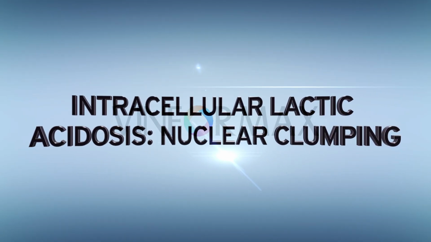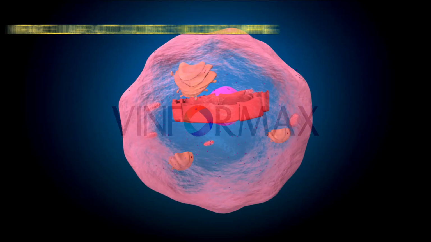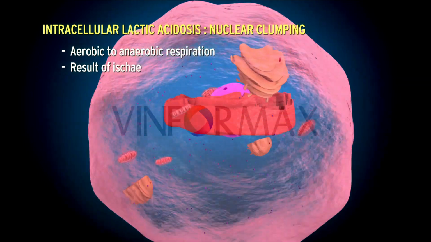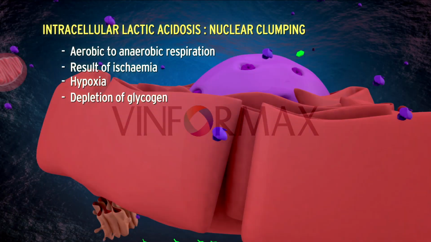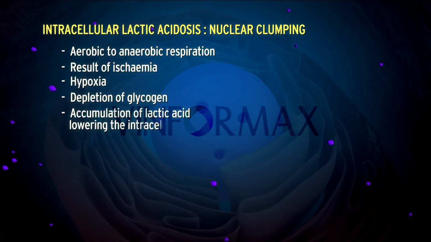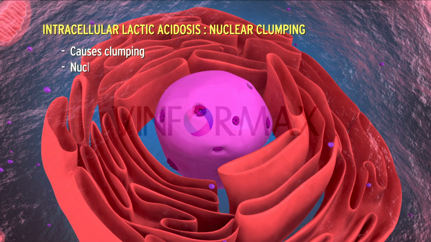Intracellular lactic acidosis, nuclear clumping. Due to the switch from aerobic to anaerobic respiration as a result of ischemia or hypoxia, there is a depletion of glycogen and accumulation of lactic acid, lowering the intracellular pH. Initial fall in intracellular pH causes clumping of nuclear chromatin.